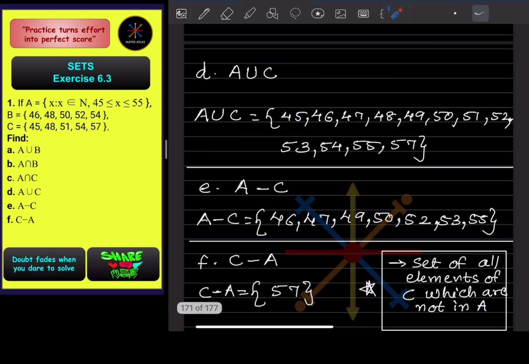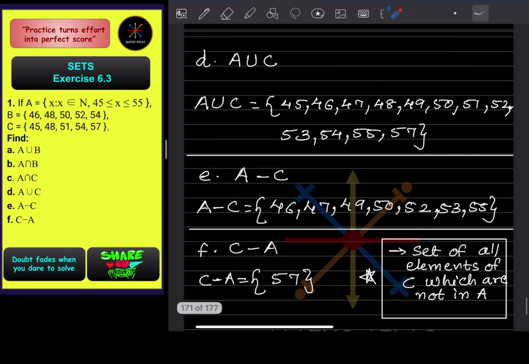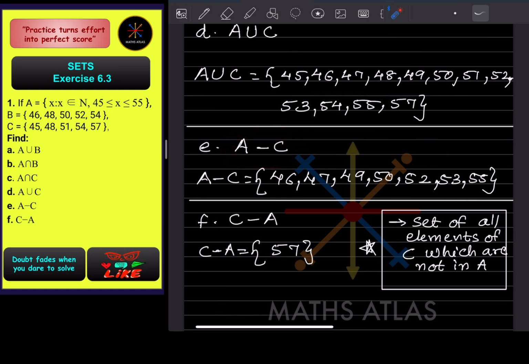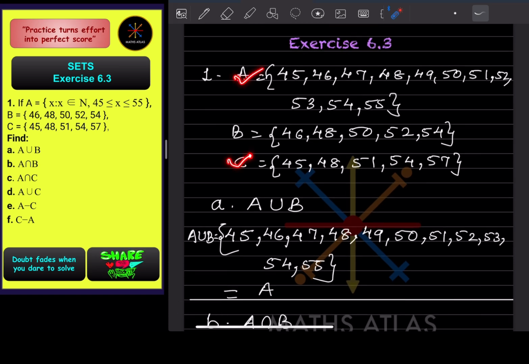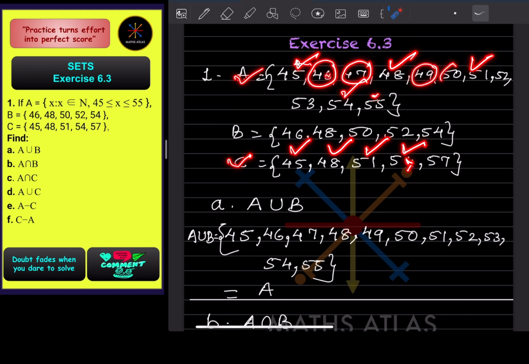Now this is the difference, A minus C. Whenever we have to find the difference, we have to see the set of all elements of A which are not in C. Again I'll repeat, set of all elements of A which are not in C. So when we compare A and C, this is there, this is there, now we have to concentrate on the A part, all elements of A which are not in C. Now what is left is these 7 elements, so we have to write all that.